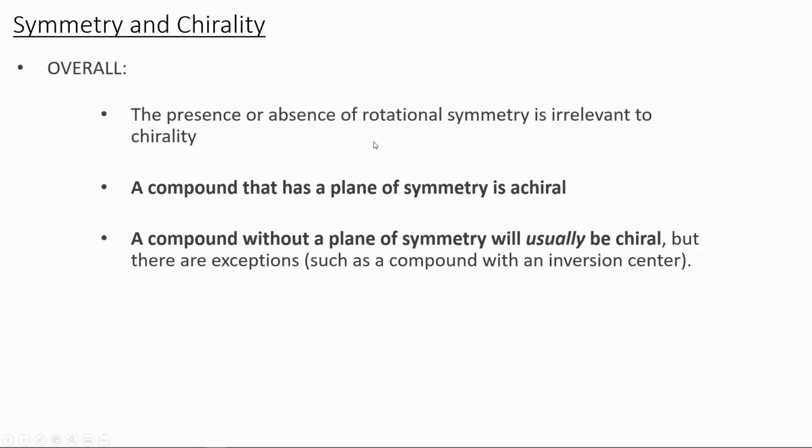So overall, the presence or absence of rotational symmetry is irrelevant to chirality. We could have a plane of symmetry in a molecule, and that makes it achiral. And if it does not have a plane of symmetry, it's usually chiral unless there's an inversion center. Some of these are exceptions, and that inversion center is generally pretty rare. There are not many molecules that would have that inversion center.